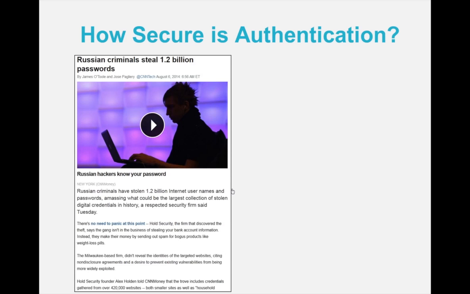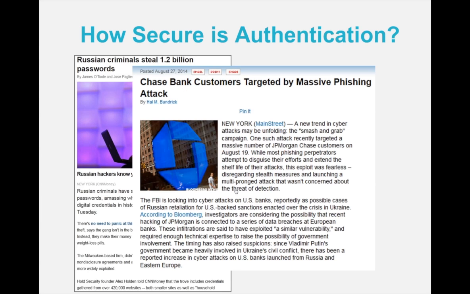Okay, that's fine. So we have seen a lot of Russian criminals, for example, which have stolen in total 1.2 billion internet usernames and passwords from different servers. And we have seen other attacks which were not focused on the server side, but focused on the client side. For example, Chase Bank customers have been targeted by massive phishing attacks. So essentially, people have sent out emails to millions of customers, which have then entered their passwords into those websites. And in the end, the attackers were able to impersonate those users.